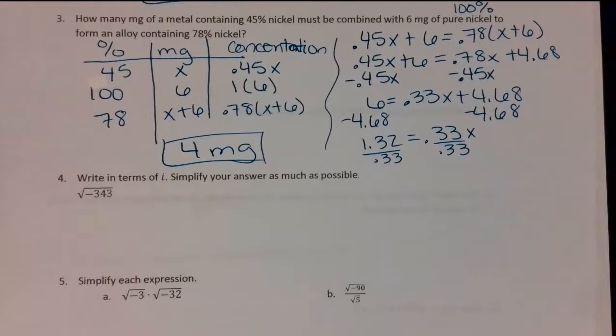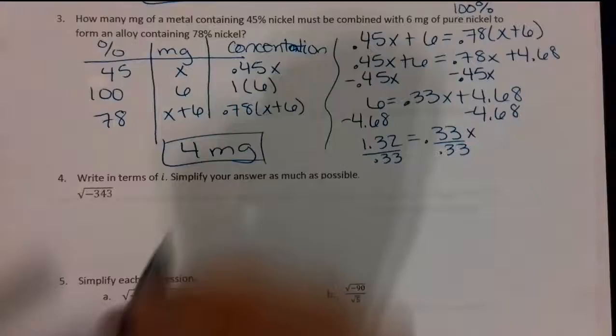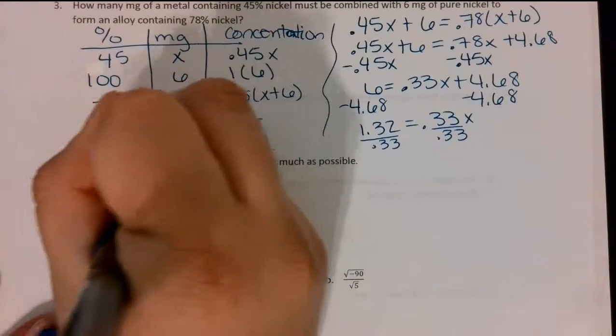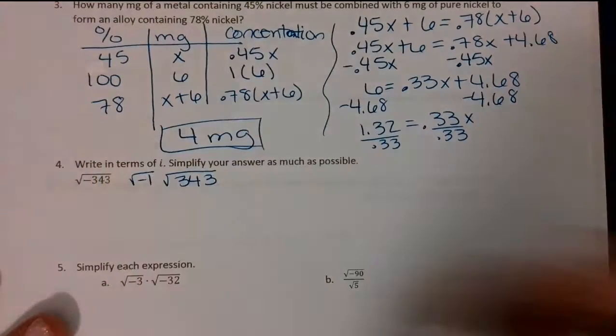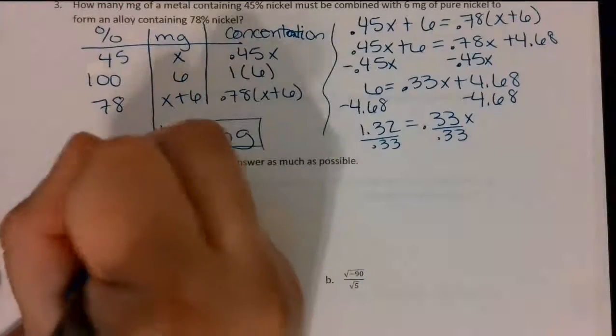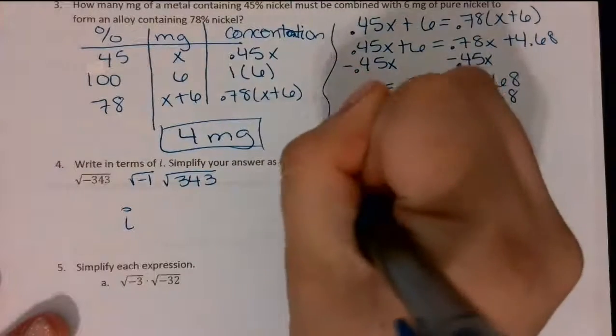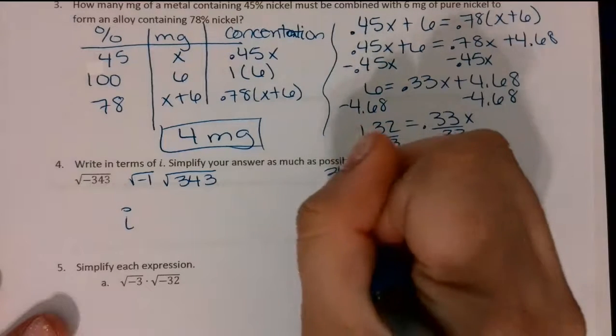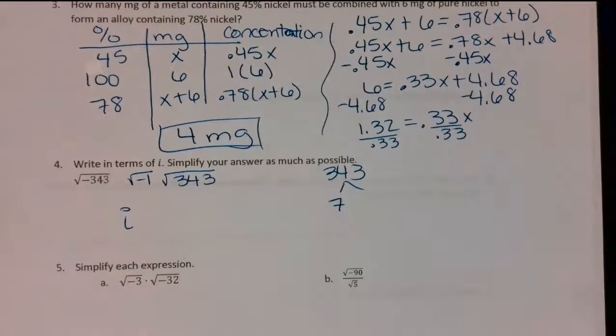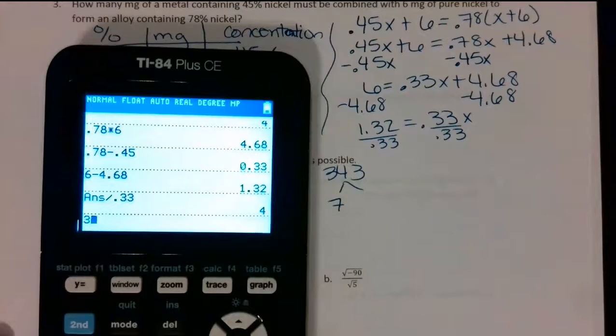Okay. Number 4 wants me to write in terms of i and then simplify as much as possible. I'm going to start by separating into the square root of negative 1 and the square root of 343. I know the square root of negative 1 is i. For 343, I'm going to do a factor tree. I know it's divisible by 7 just because I work with this number a lot, so I recognized it. But I could divide until I get a number that works out nicely.